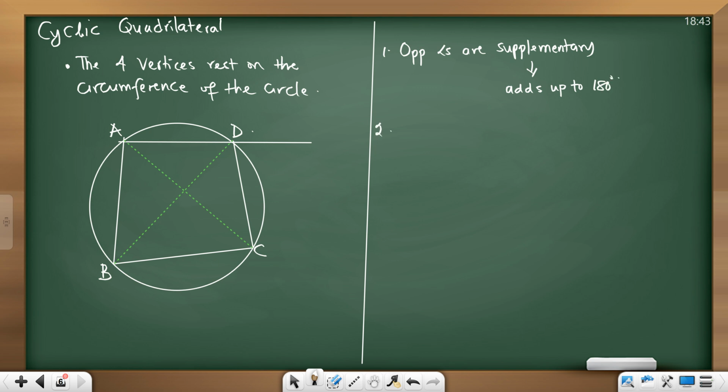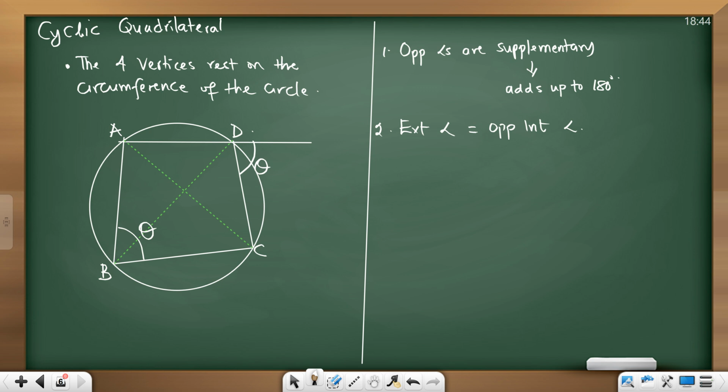Number two, the exterior angle is equal to what? Opposite interior angle. Exterior angle is equal to what? Opposite interior angle. Please, I'm going to come back and explain exterior angles. The line must be a straight line and it must be extended.